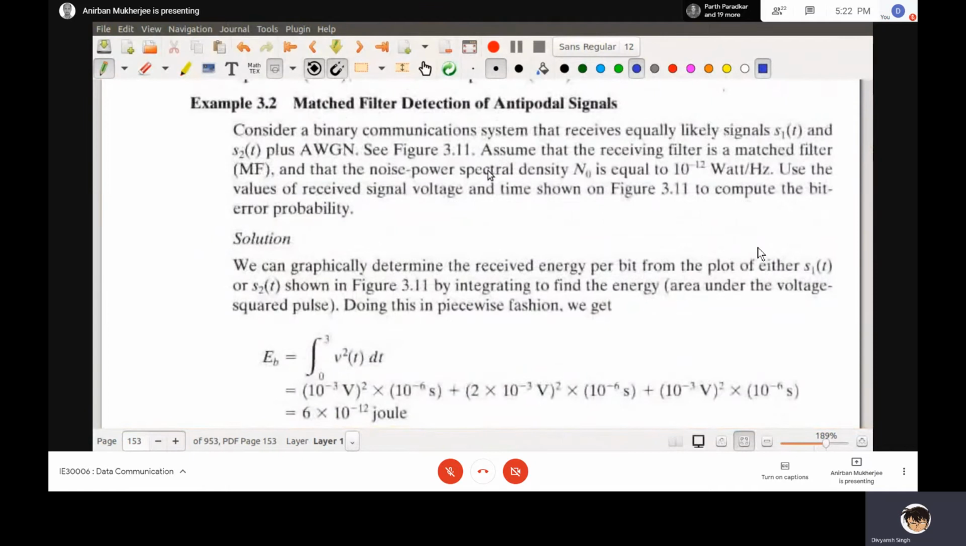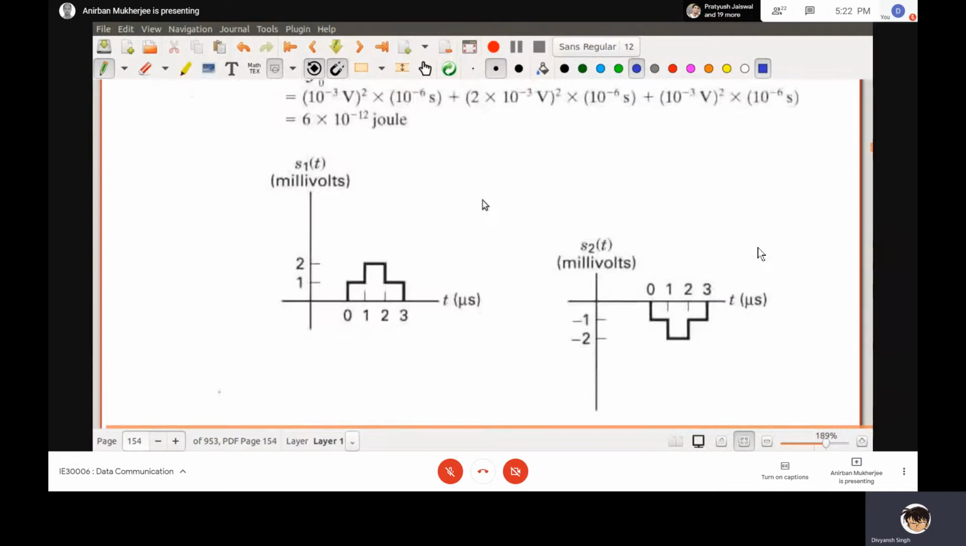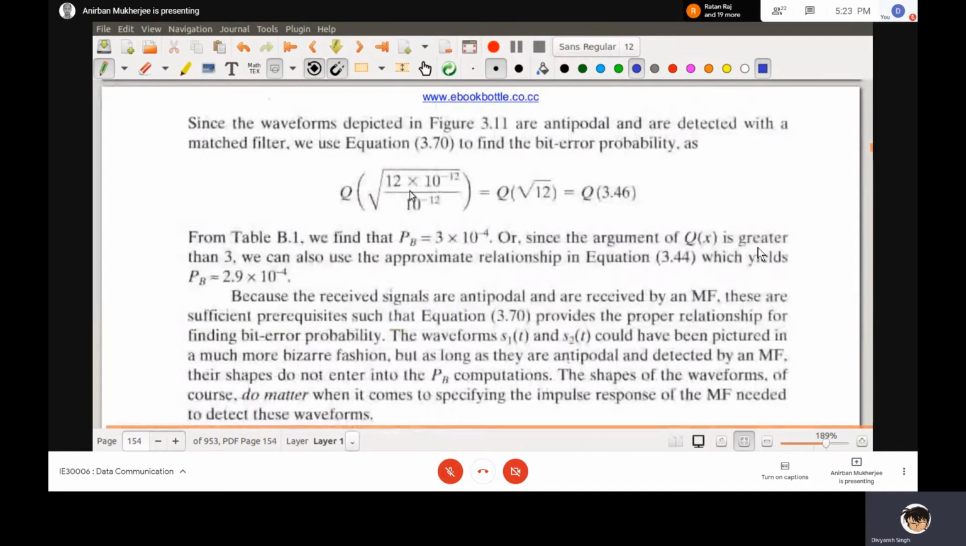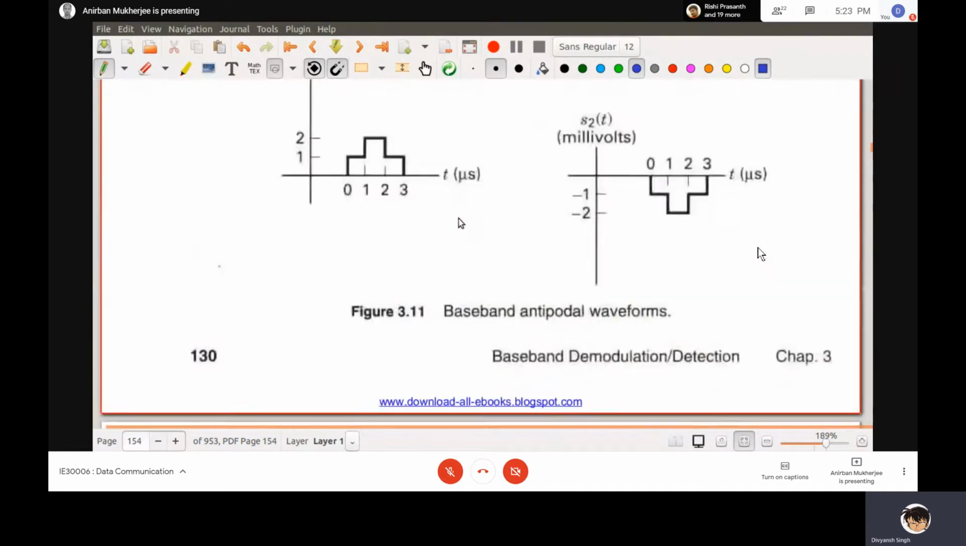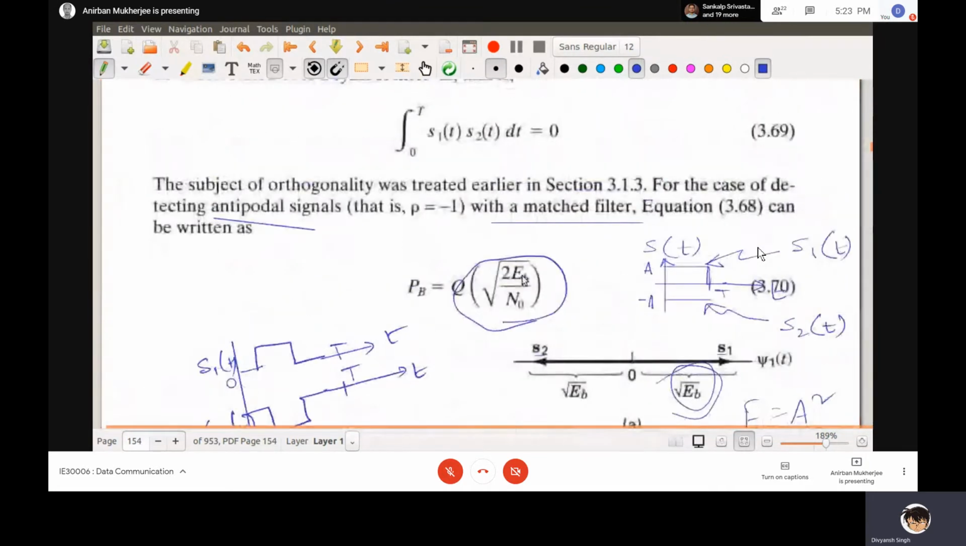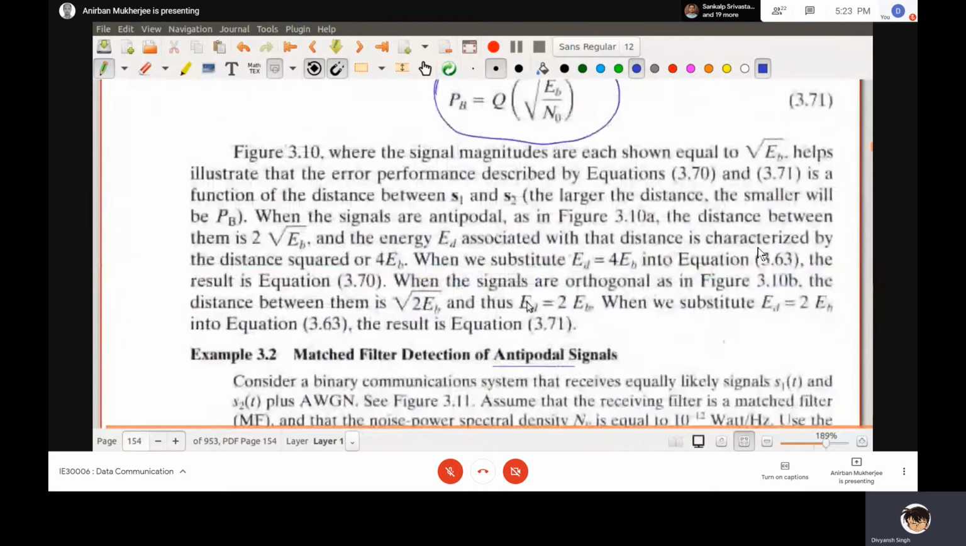Now let us talk about matched filter detection with the antipodal signal. Just as I have explained, this is my S1(t) and this is my S2(t). Antipodal signal means rho equal to -1. If you remember, PB equals Q of root 2 EB by N0.